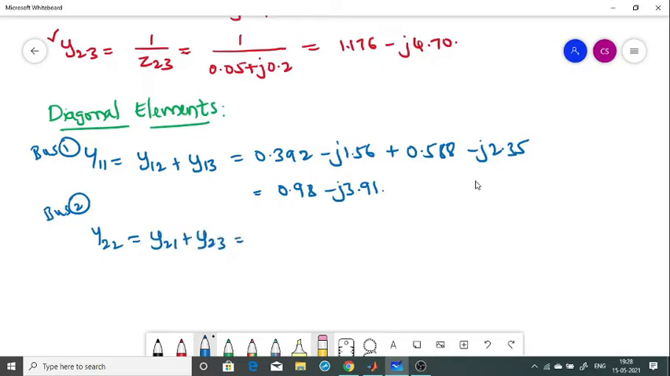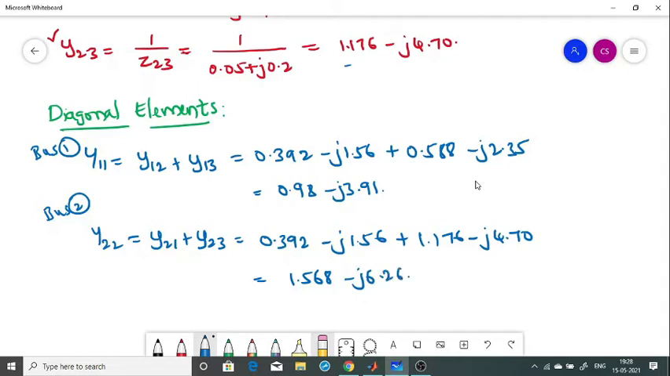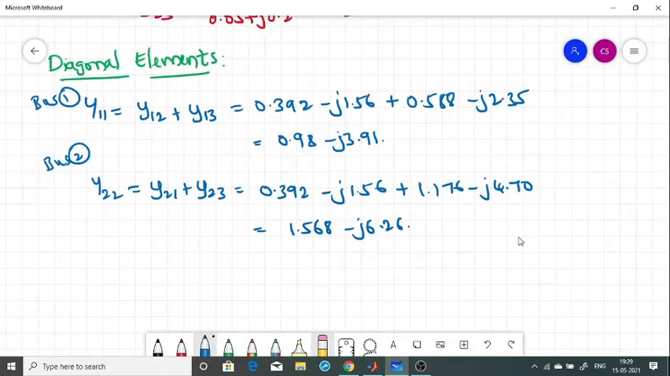What is the value of Y21? Y21 is also equal to Y12. Therefore, it is 0.392 minus j1.56. But what is the admittance value of Y23? The Y23 admittance value is 1.176 minus j4.70. So the resultant value we are going to get is 1.568 minus j6.26. This is the way we are going to calculate the diagonal element of bus number 2.